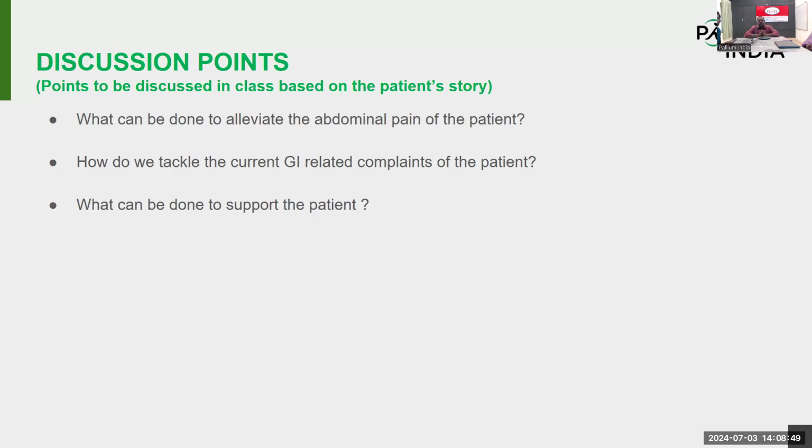So, what would you consider? What is the diagnosis? I would like to ask everybody, what would be your diagnosis if a patient with carcinoma of the ovary presents with abdominal pain, nausea, vomiting, and constipation?